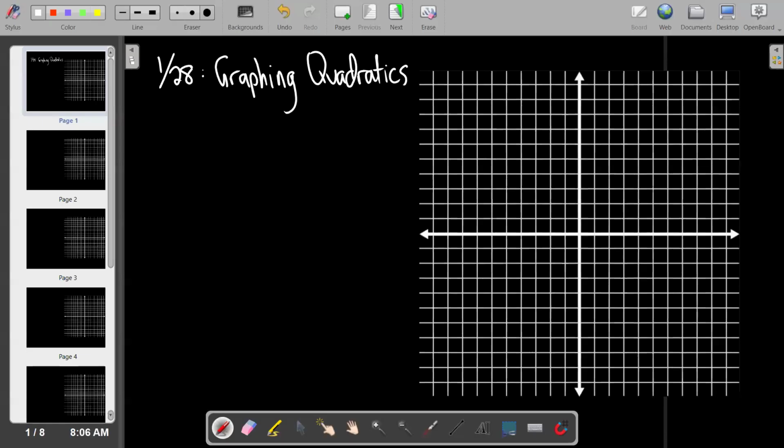So today we're going to graph quadratics and they're going to be written in standard form. And in case you're wondering what that means, it means that all the graphs we see today are going to be written in this format.